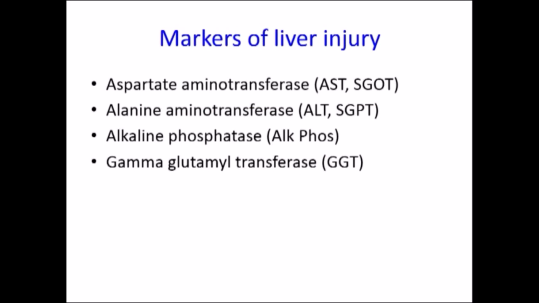So liver injury markers are markers that are elevated in blood when the liver is injured. And they do not tell us anything about the function of the liver. They tell us that something is injuring or bothering the liver. And the classic ones are the AST, the ALT, alkaline phosphatase, and the gamma GT.